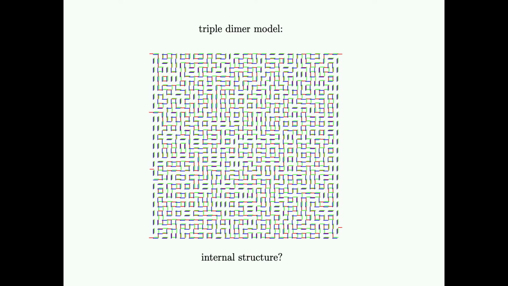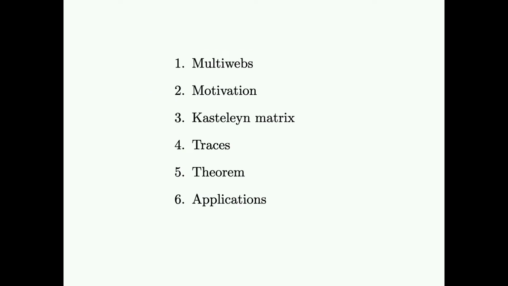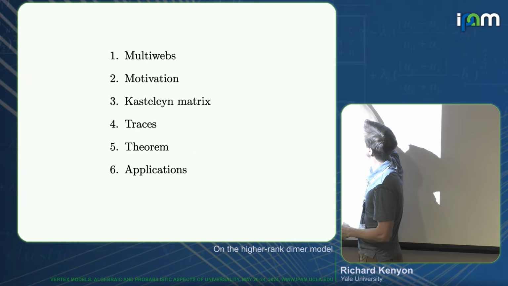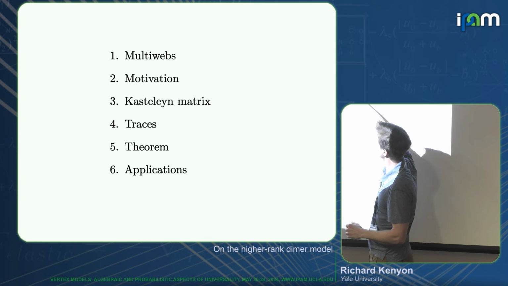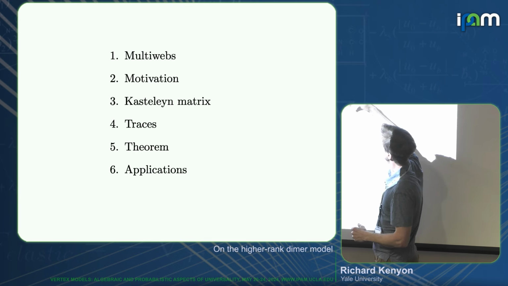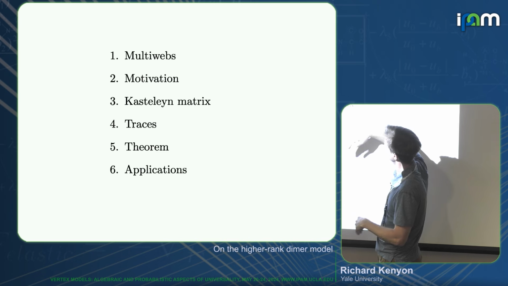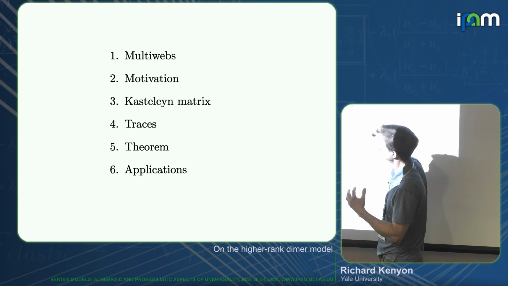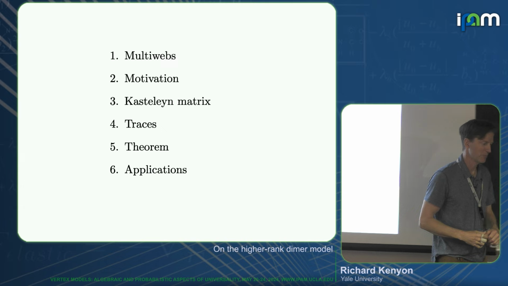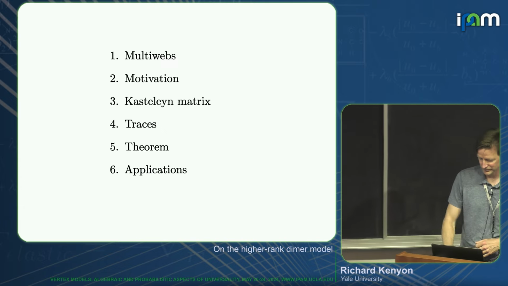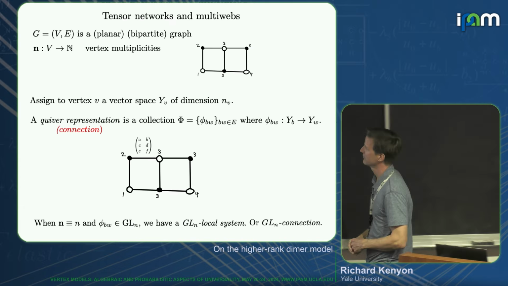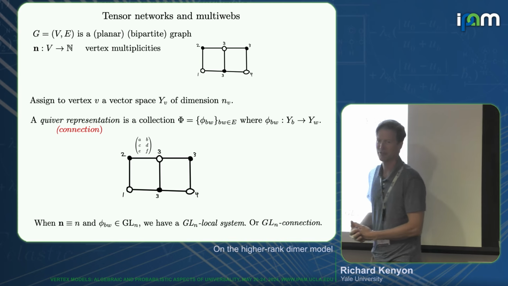Okay, so after that warm-up, here's a little outline of my talk. I'm going to tell you what a multi-web is. And then I'll do a little more motivational stuff. I'll define the Kasteleyn matrix in this generality. And then there's one main theorem, and then a few applications. Feel free to interrupt with questions.